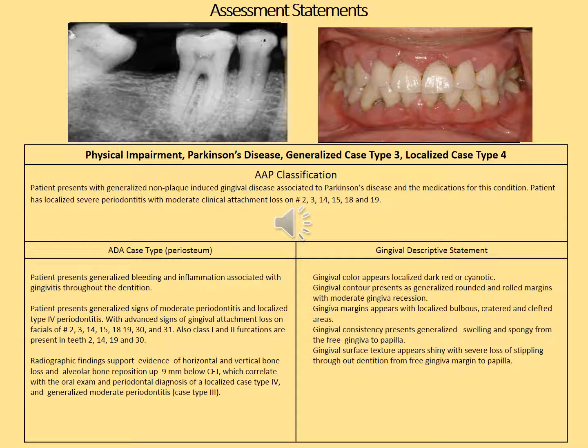The gingiva contour presents as generalized rounded and rolled margins with moderate gingival recession. The gingiva margins appear with localized bulbous, crater, and clefted areas. The gingiva consistency presents generalized swelling and sponginess from the gingiva to the papilla. The gingiva surface texture appears shiny, with severe loss of stippling throughout the dentition from the free gingiva to the papilla.